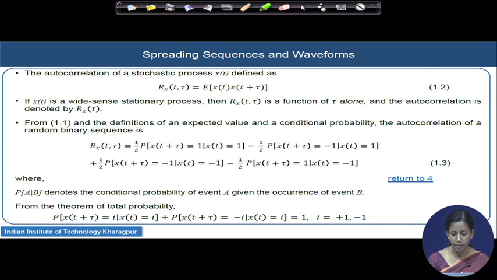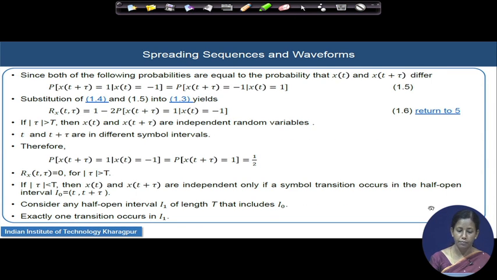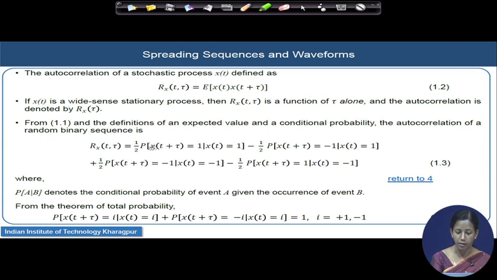From this understanding, if we now have both equal probabilities for x(t) and x(t+tau), we understand that they will differ. I mean, both the following probabilities, the probability that there is an erroneous reception because of -1 transmitted and +1 received, or +1 transmitted and -1 received, both probabilities are equal. Using this fact, I substitute this value into the equation we saw earlier.